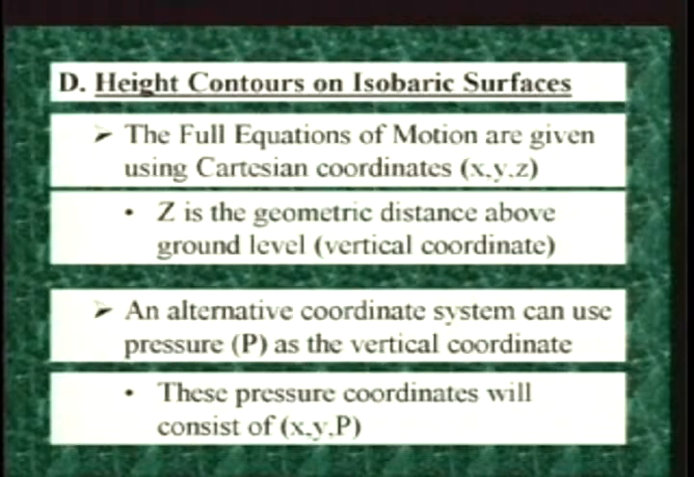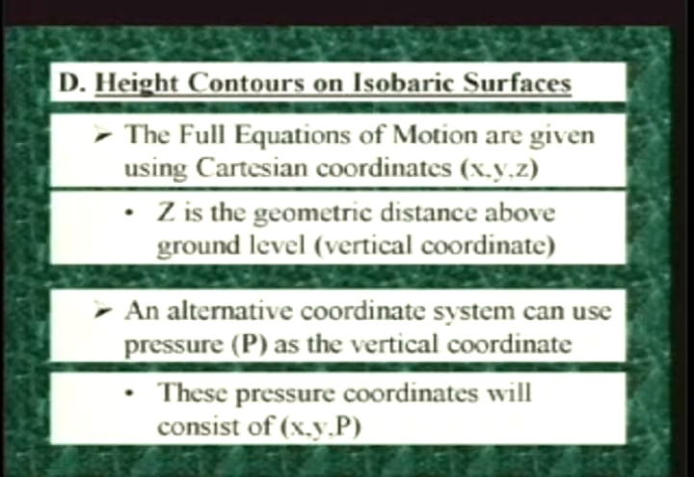All right, we'll leave the equations of motion and let's go into some different topics here. And again, a lot of this was covered in synoptic meteorology. We're just taking it a little step farther, going in a little more in depth. The full equations of motion are given using Cartesian coordinates, x, y, and z. Z is the geometric distance above ground level. Z is referred to as our vertical coordinate, so to speak.